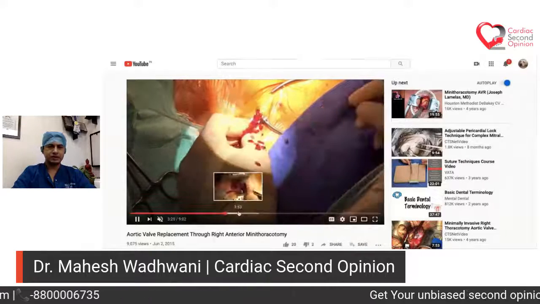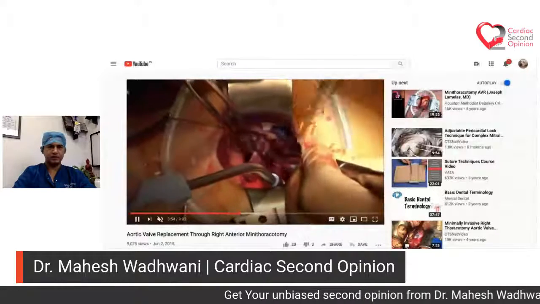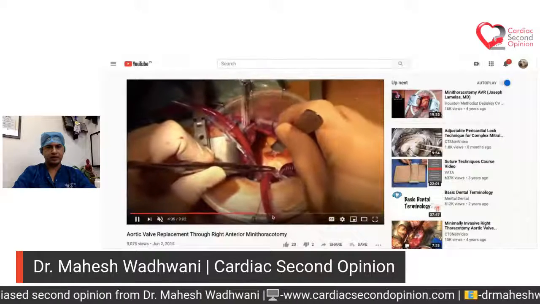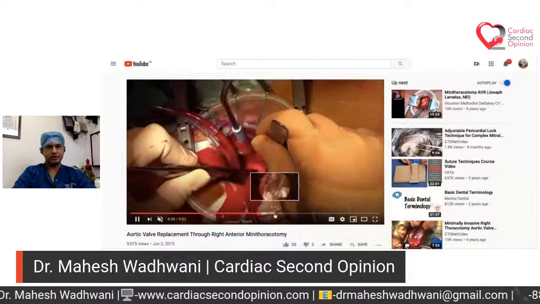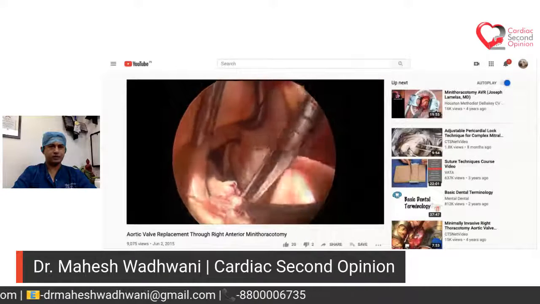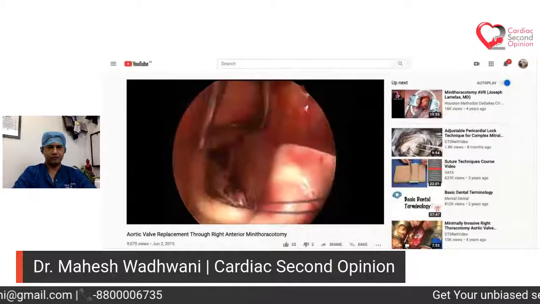So in the surgery, this is the way we do it. We make a small incision, nearly 5 centimeters. We reach the heart. After reaching the heart, we open the aorta. It is done live, but it is fully well controlled. There is no animation or graphics to show you here, but this is the way we remove the valve.